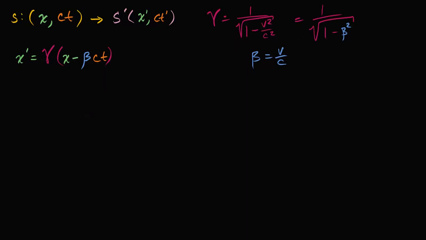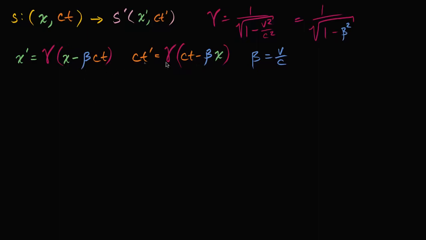And how do we get ct prime? Well, ct prime is going to be equal to the Lorentz factor times, and once again, this is the nice symmetry we talked about, ct minus beta times x. And like I've said before, I like to write it this way. I find it easier to remember.